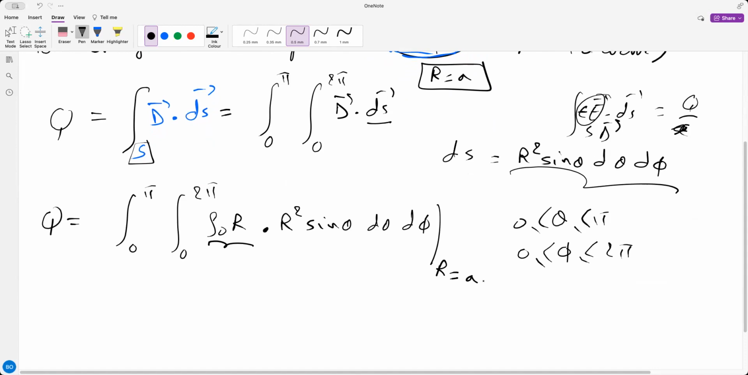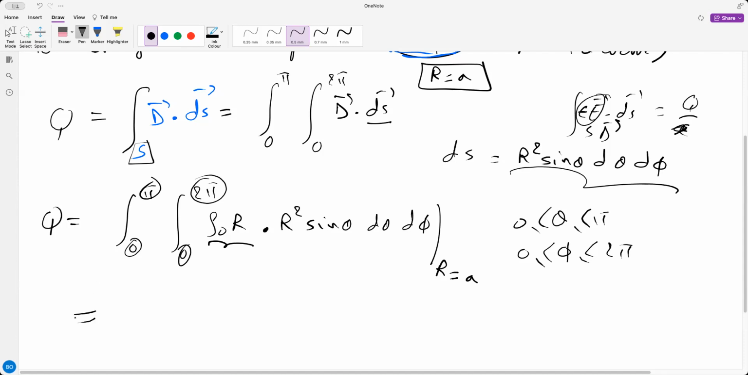Yes, so the reason I integrated over 0 to pi and 0 to 2 pi is that this is just spherical coordinates. When you have spherical coordinates, you have to integrate theta from 0 to pi and phi from 0 to 2 pi. This is how you build a full sphere.